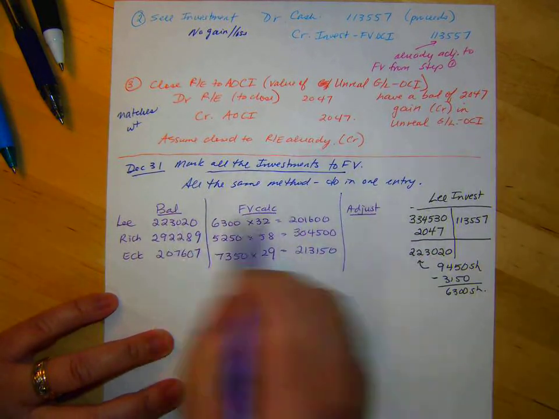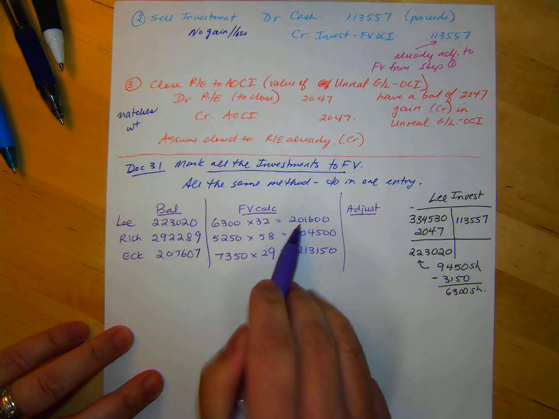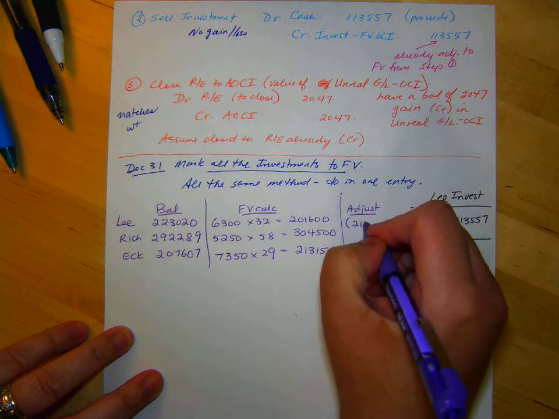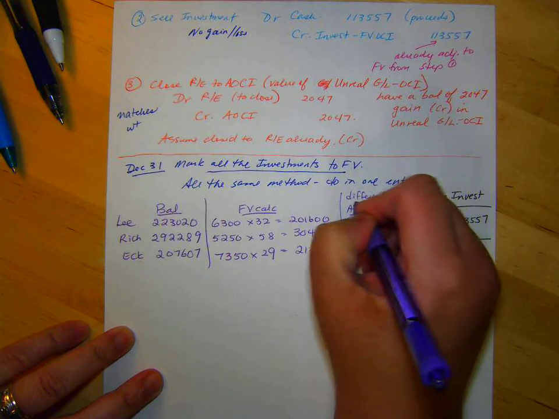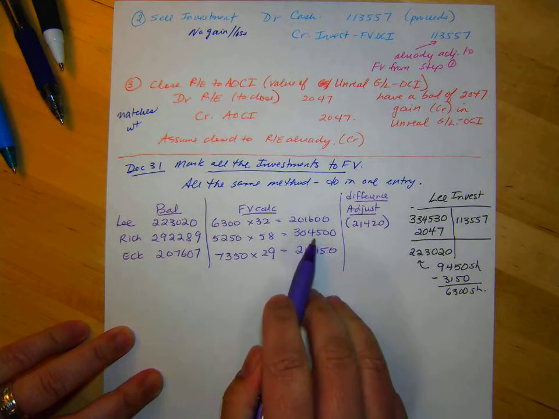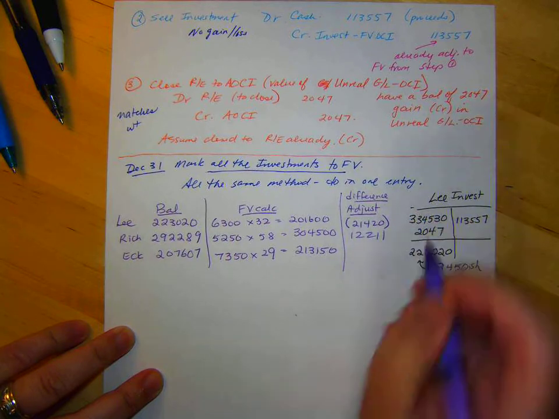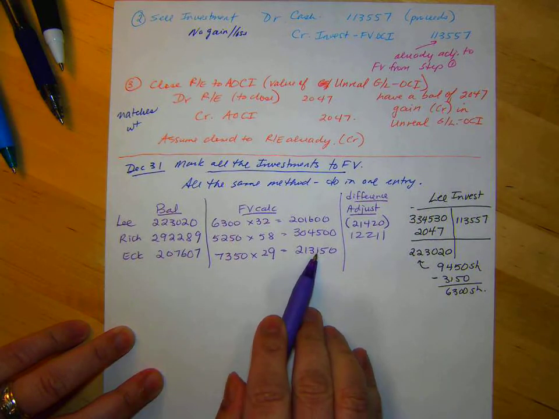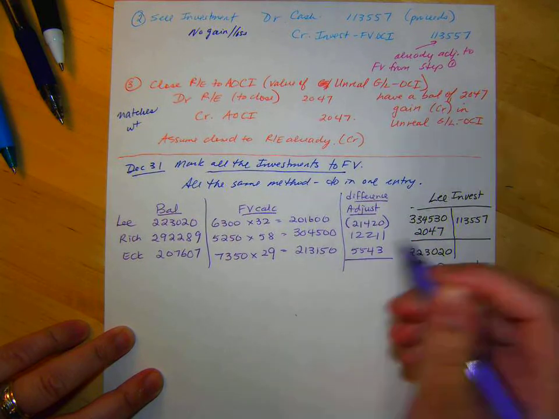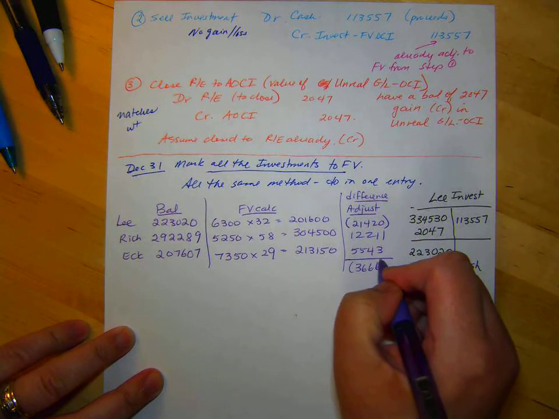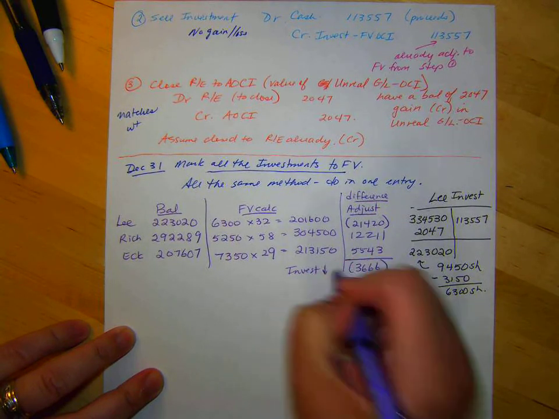So you subtract the adjustment. If it's going down, so this one has to go down by 21420. This is the difference. Richard has to go up by 12211, and Ekstrom has to go up by 5543. So since we're doing one entry, it's 3666, and it is a going. So investments going down.